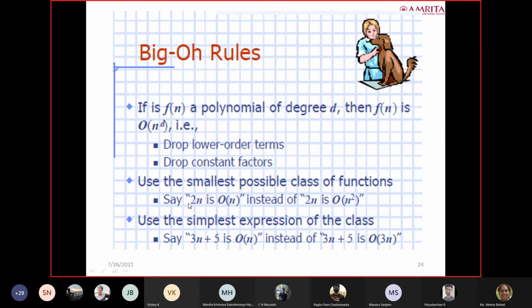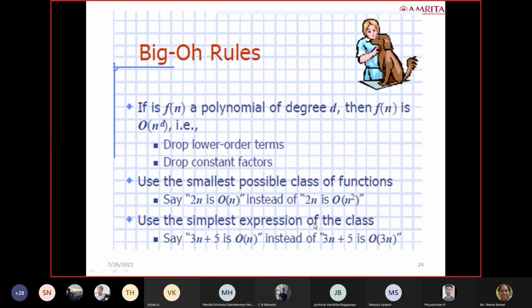Another rule is we are going to use the smallest possible class of function. So we are saying that 2n is O of n. But actually 2n is O of n square also, and O of n cube also. Because when you say 2n is O of n, it means 2n is less than or equal to C of n. The same thing can be said as 2n is less than or equal to C of n square, because n square grows more than n. But the rule is we use the smallest possible class of function. So you will not say that 2n is O of n square, you will say that 2n is O of n, though 2n is O of n square is also correct. If you draw a plot, that is also correct, but that is not the rule. When you state algorithmic growth, you use the smallest possible class of function.